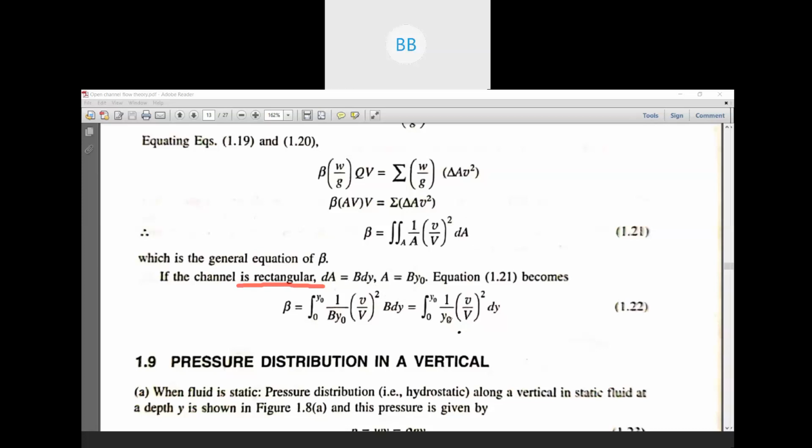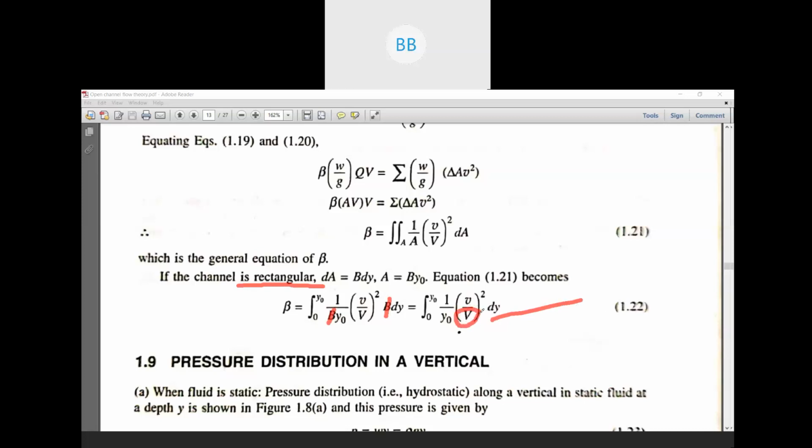So 1 by y naught, this b will be cancelled out. The width of the channel, this b and this b will be cancelled out. So what will be left is small v by capital V whole square dy. See, here also we have average velocity V.